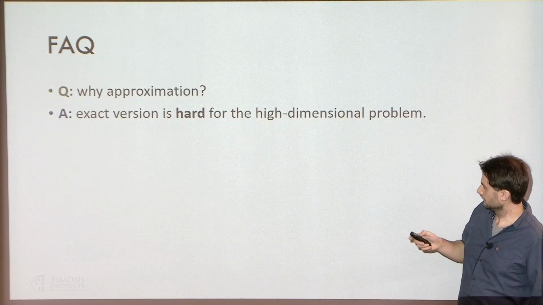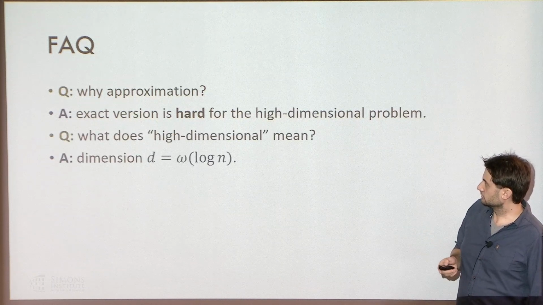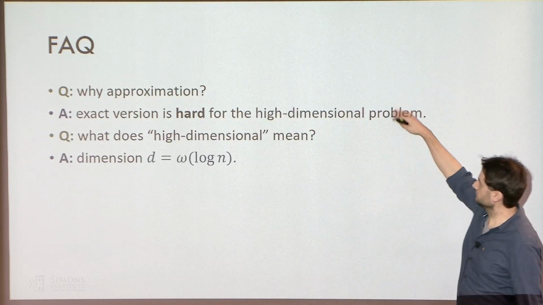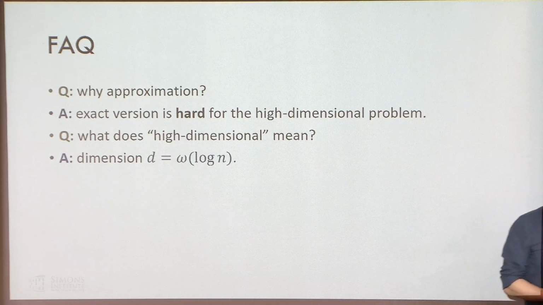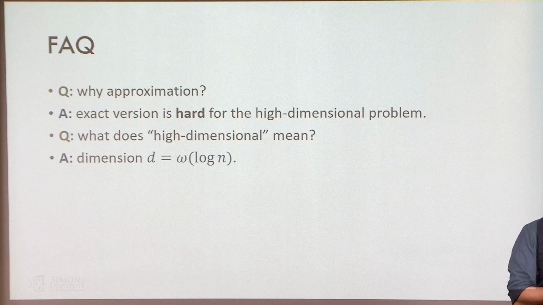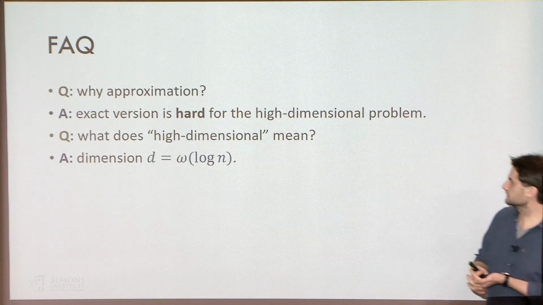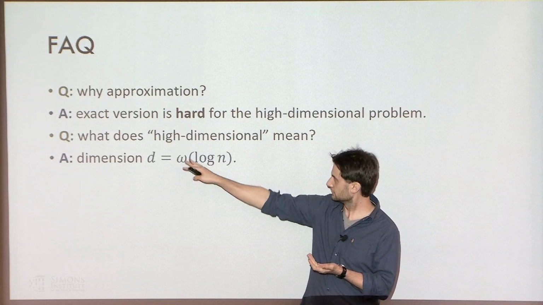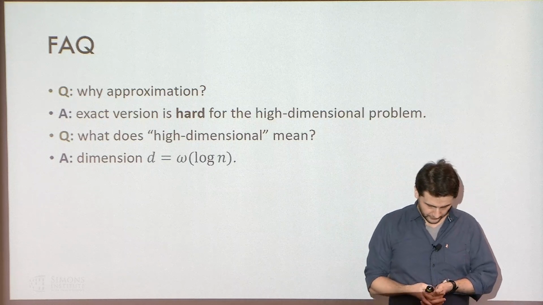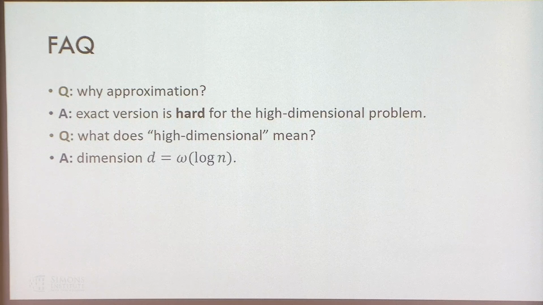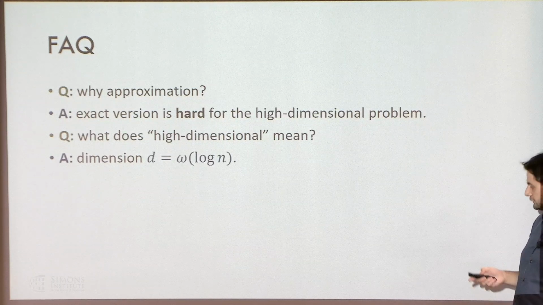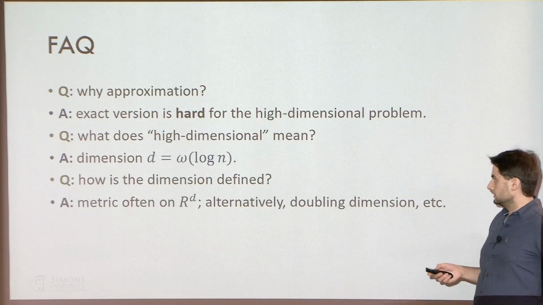So what does it mean? Here I'm saying high-dimensional problem. What does high-dimensional mean? We'll usually think of dimension as being at least logarithmic in the number of points, so at least log n, or a little bit more than log n. But what is dimension? At the moment I said metric space. What is the dimension of a metric space? How do we define dimension?